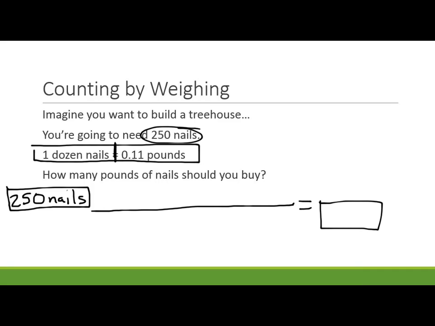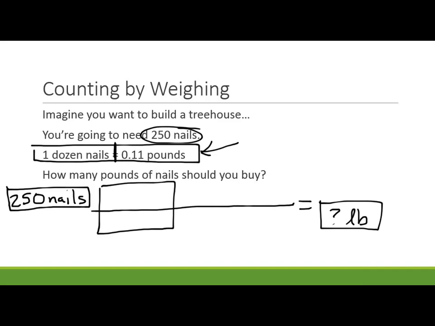Now, what's my question mark? Well, the question asks, how many pounds of nails should you buy? So my question mark is actually pounds. Alright, now how do I go from nails into pounds? Well, I do see that I have this conversion factor here that will easily let me go from dozens into pounds, but I need to change these nails into dozens. But that's pretty easy, right?